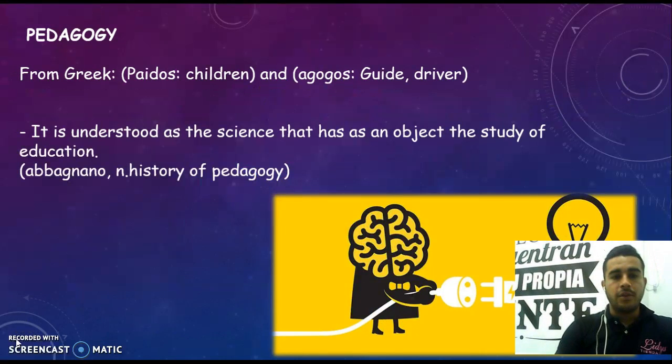Well, the third slide is about pedagogic. From Greek, paidos means children and agogos means driver. It is understood as the science that has as its object the study of education.